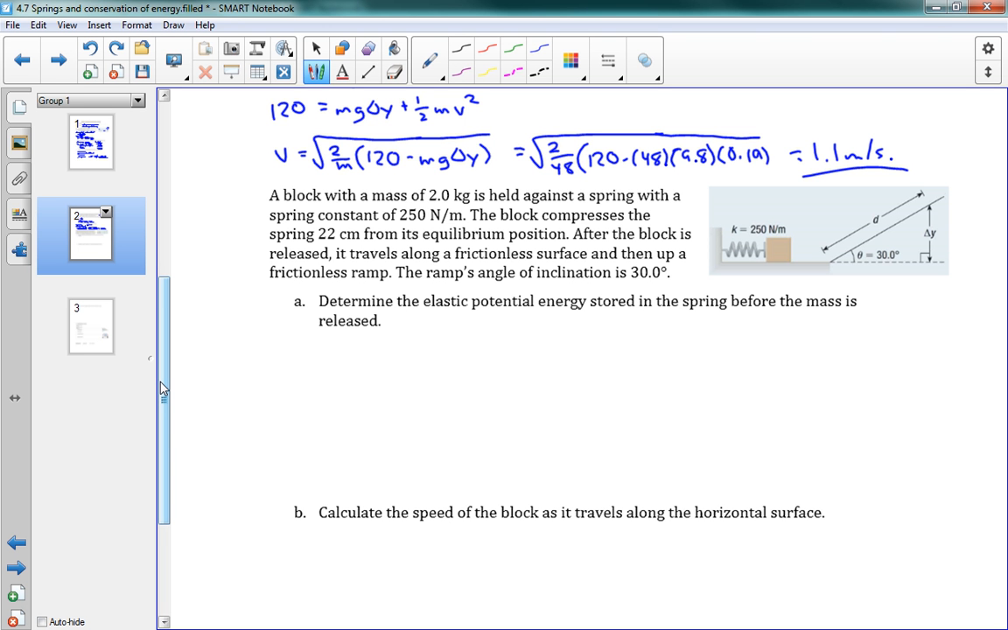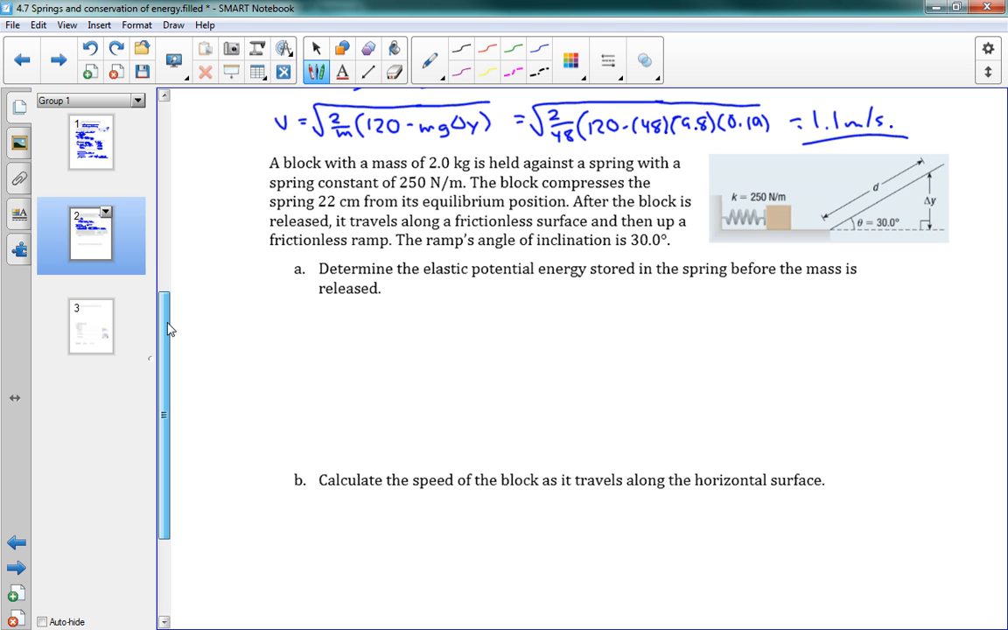First off, we want to determine the elastic potential energy stored in the spring before the mass is released. Okay, well, we know that E is equal to 1/2 k delta x squared. And that's going to be 1/2 times our k value, 250 newtons per meter, times delta x, which is 0.22, and we'll square that. This gives us a value of 6.05 joules.